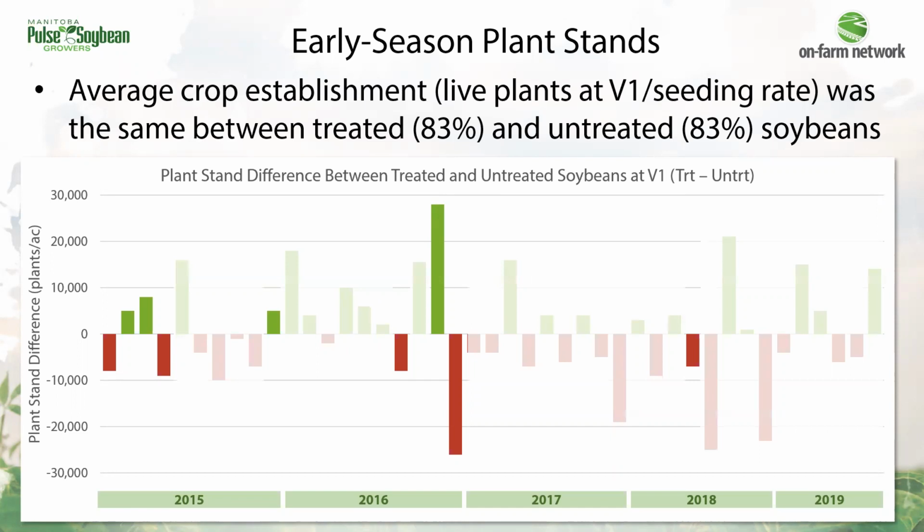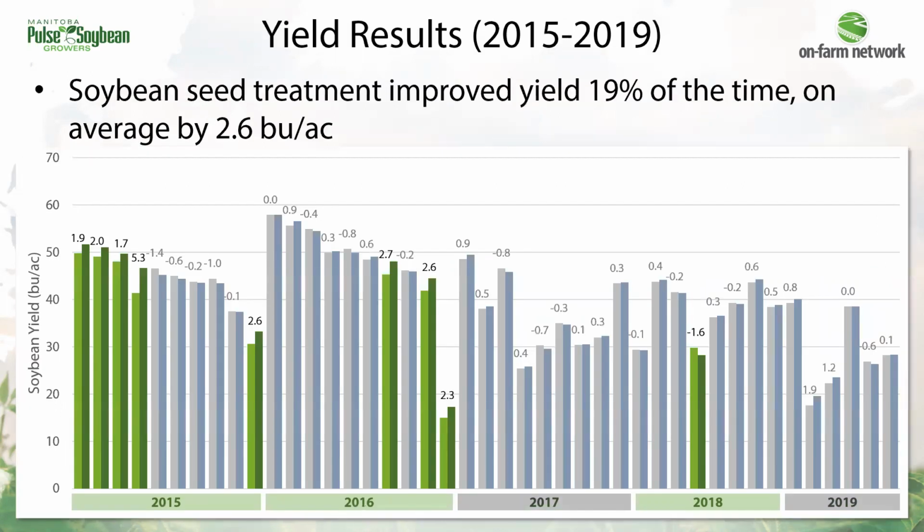Highlighting specifically the trials that had a significant yield response, at half of those, seed treatment improved plant stands, and at half, plant stands were lower with the seed treatment. So we're seeing here that that yield response to soybean seed treatment was not always a result of better plant establishment. Let's look at those yield results now.